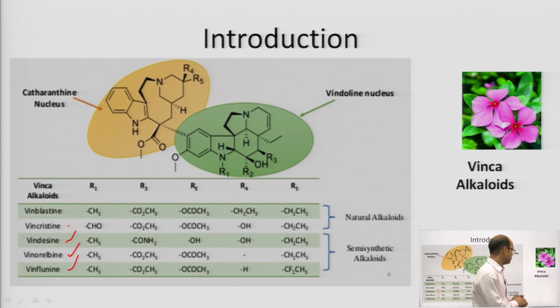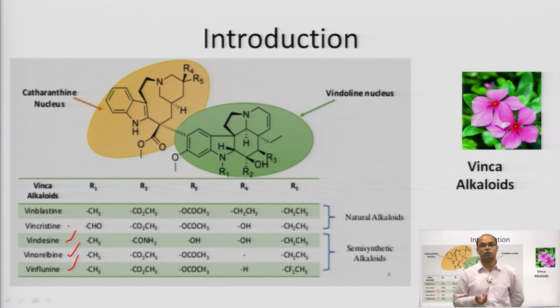If you can see the structure, it is a complex structure composed of two basic nucleuses. In the orange picture you can see the catharanthine nucleus, and there is the vindoline nucleus in green color. Together, these two structures combine to form the basic nucleus of Vinca alkaloids.